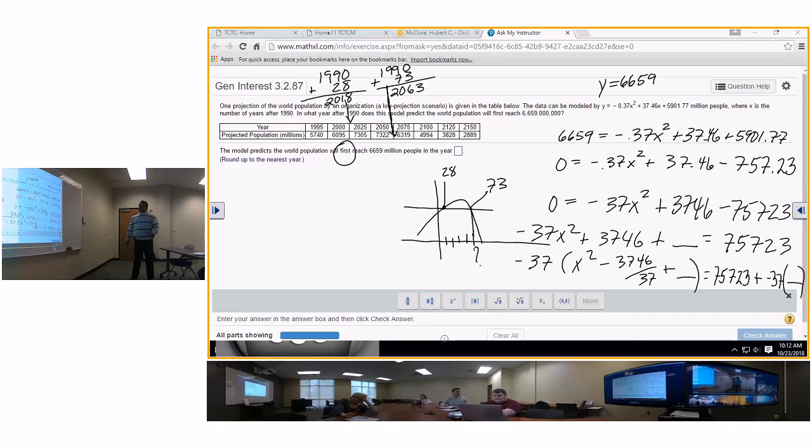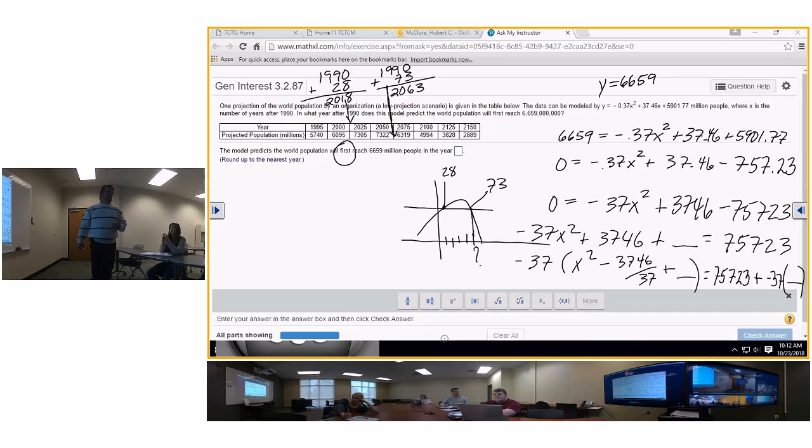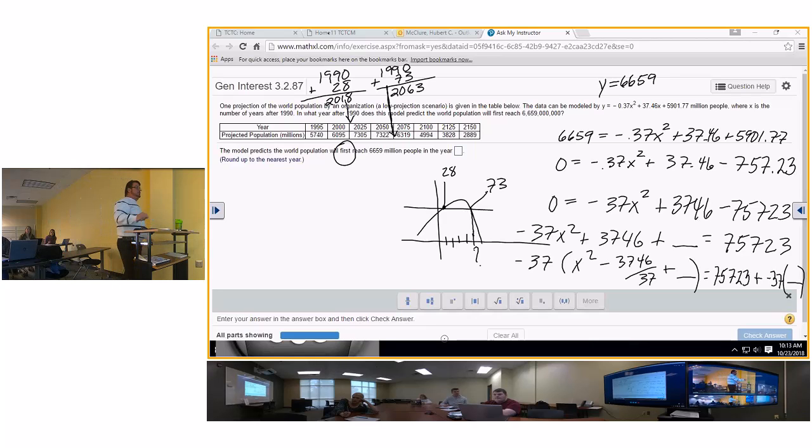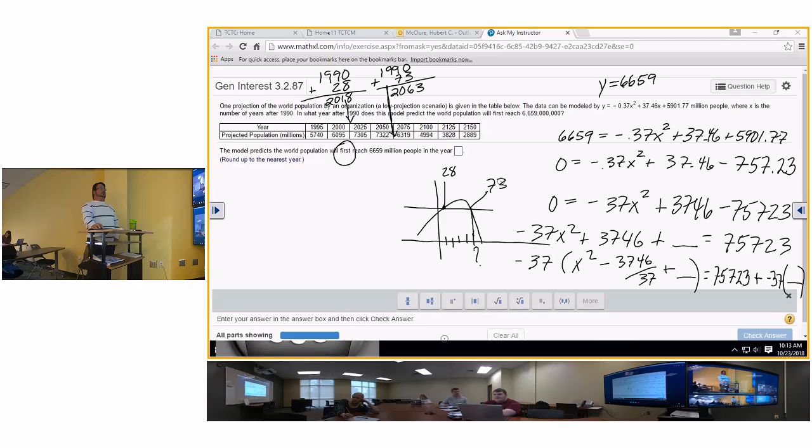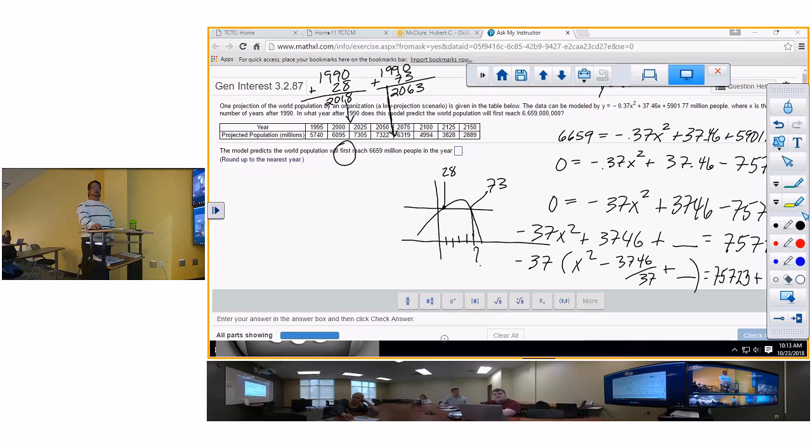Now, is this a good test question? This is a good test question based on a calculator. I would not give you this question on a handwritten test. I'd give it to you as a test question on an online test, but I wouldn't give it to you as a completing the square, because I don't want to know if you can work your calculator. I want you to know if you can do basic math with completing the square.